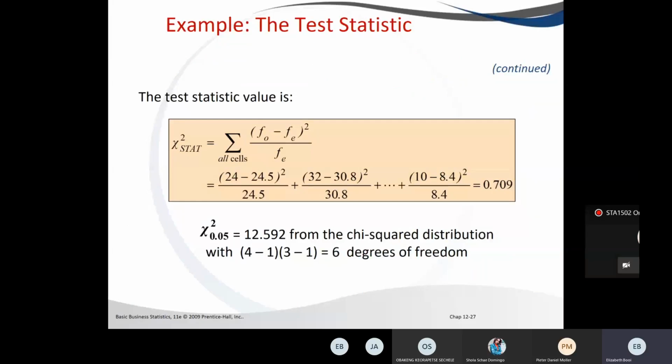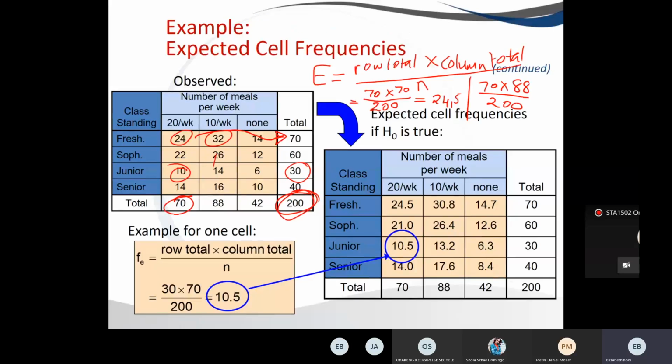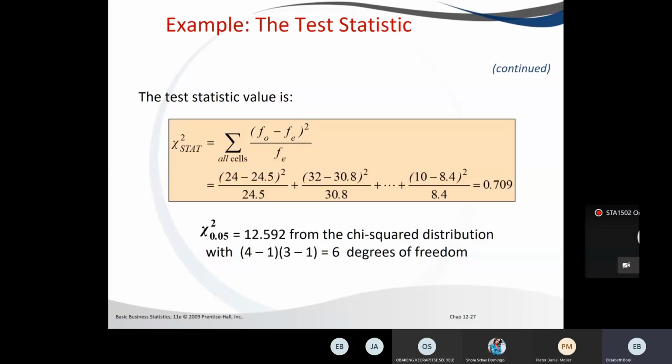Then to calculate the test statistic, remember your observed minus your expected. For number one, observed is 24 minus 24.5, square the difference, and then divide by 24.5. And you do that for all of them. Number two was 32 minus 30.8 squared divided by 30.8, plus, until you get all of them, until you get to 10 minus 8.4 squared divided by 8.4. And the answer will give you 0.709. And that is your test statistic.